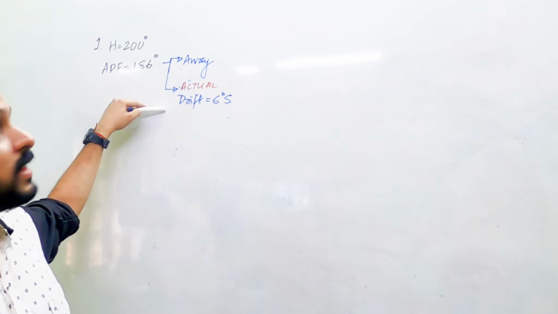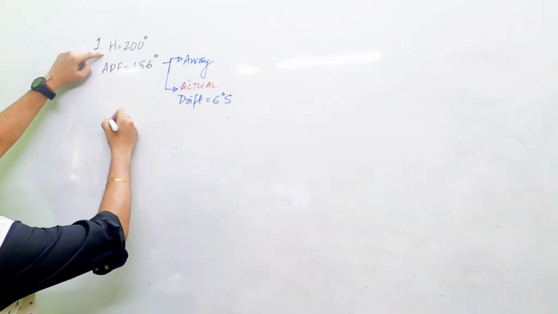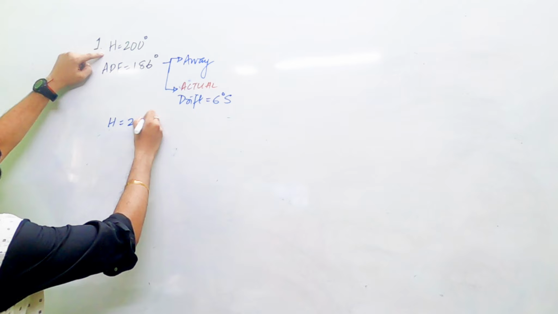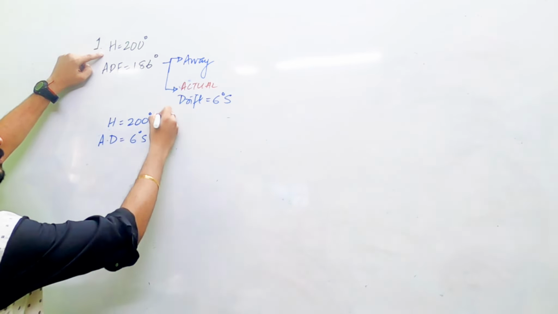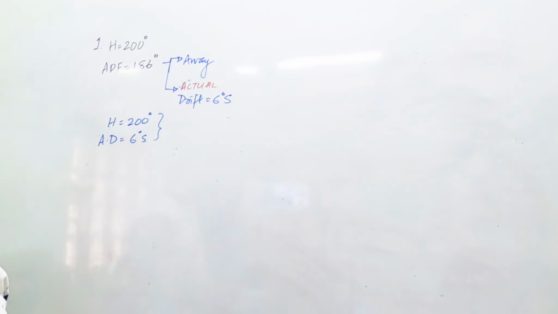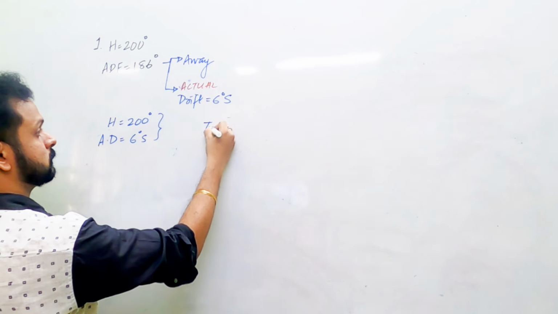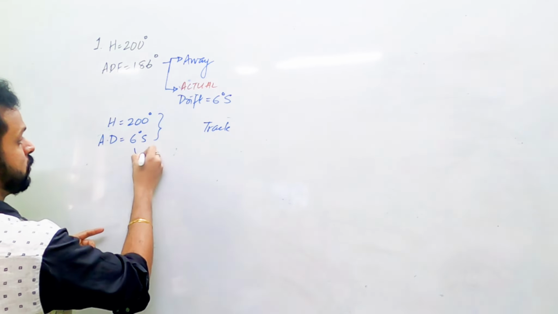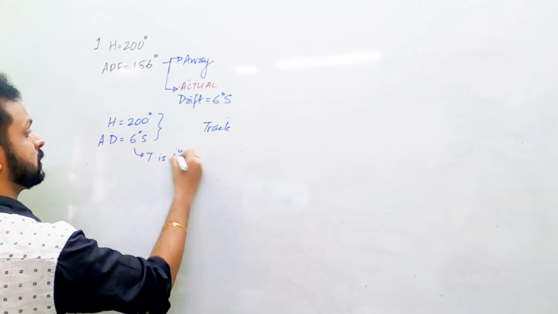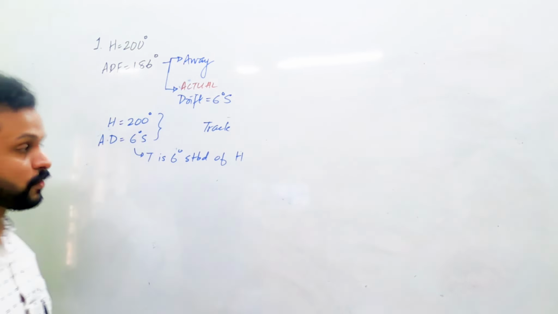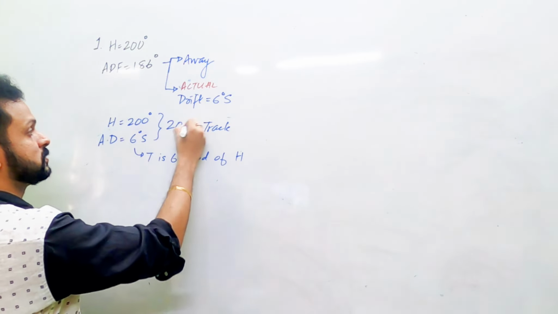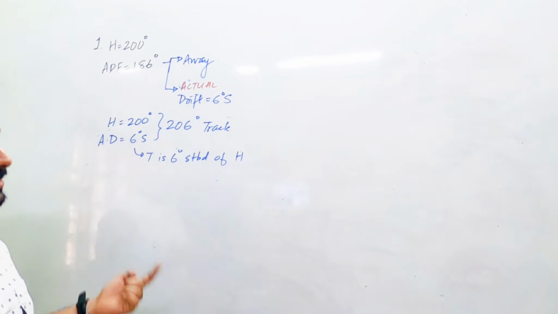Now, why is this significant? For a given heading of 200 degrees and an actual drift of 6 degrees starboard, what can you derive from this? Heading and drift? The track is starboard of heading. That's right. 6 degrees starboard drift means your track is 6 degrees starboard of your heading. Therefore, what is your track? 206, because it is to starboard. 206 degrees magnetic is your track.